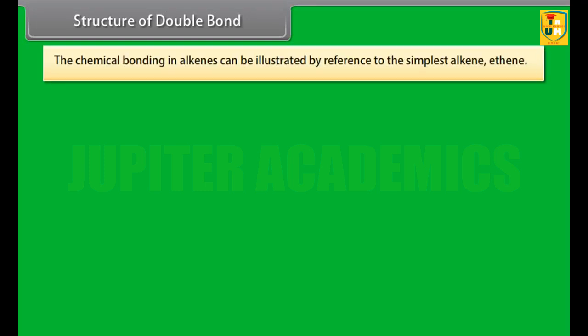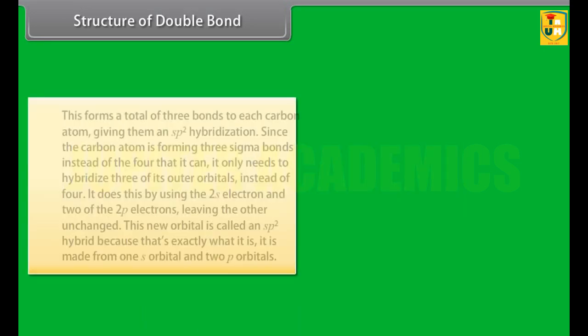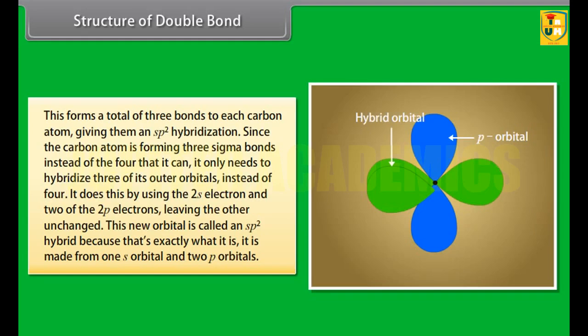Structure of double bond. The chemical bonding in alkenes can be illustrated by reference to the simplest alkene, ethene. Ethene is not a very complicated molecule. It contains two carbon atoms that are double bonded to each other, with each of these atoms also bonded to two hydrogen atoms. This forms a total of 3 bonds to each carbon atom, giving them an sp2 hybridization.